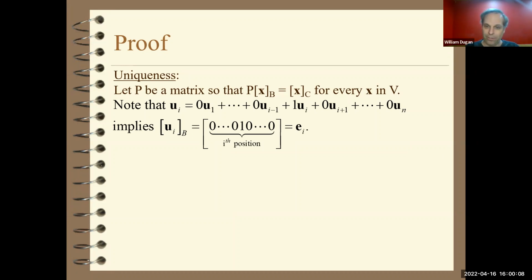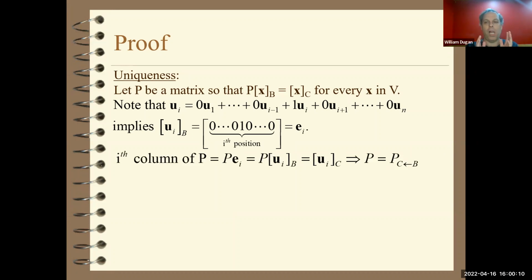That's important because what I want to know is what's the ith column of this matrix P? Well, the ith column of the matrix P is P times ei. But ei is the coordinates of ui relative to B. By the defining property of this matrix, that has to be the coordinates of ui relative to C. So therefore, the ith column of this matrix is the ith vector in the basis, ui, but relative to C. And that's exactly how I defined that matrix P going from B to C. So there is only one matrix that does this. The columns have to be what you have right here.